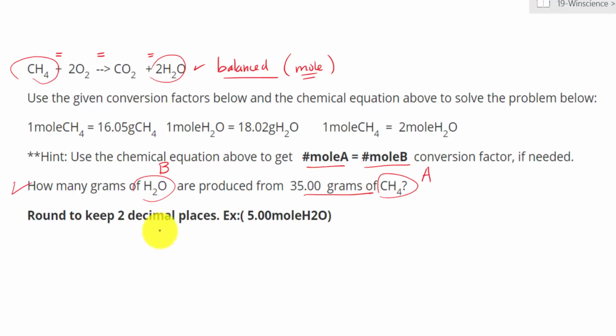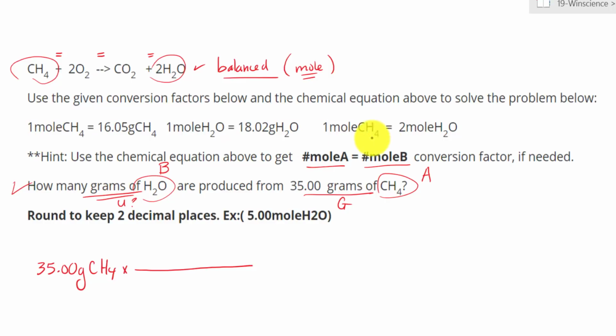So let's solve this problem. And always we start with our given until we get all the way to the unknown, which is what we're looking for, and it has to be grams of water. Remember, we always start with our given. So 35.00 grams of CH4 times as many conversion factors as needed to get to our unit and chemical of the unknown. And the way to do this is multiply 1 conversion factor at a time.